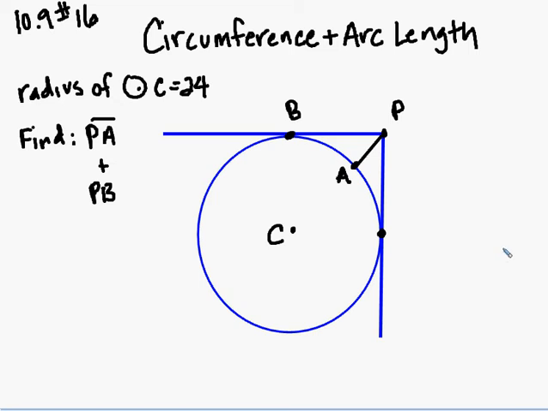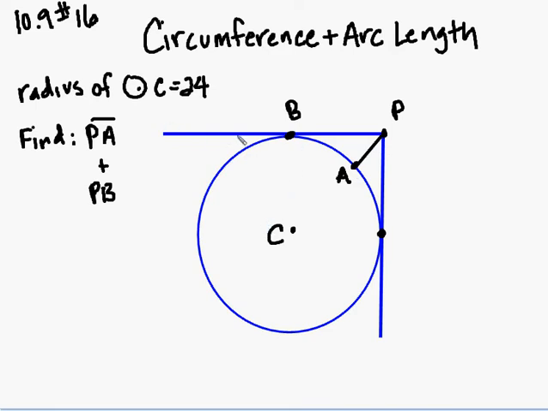In this lesson, we're going to talk about circumference and arc length problems from our chapter 10.9 C problems. The first one is number 16. We have a trash can that's stuck in the corner of a wall, and we want to figure out two lengths. The first one is from P to A, and the second is from P to B.